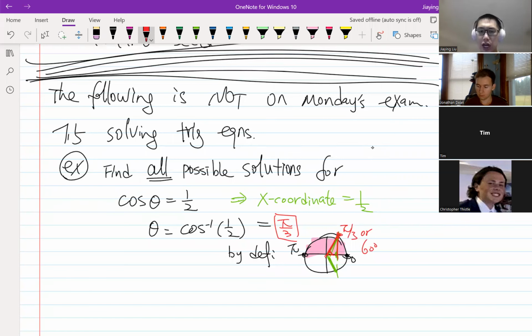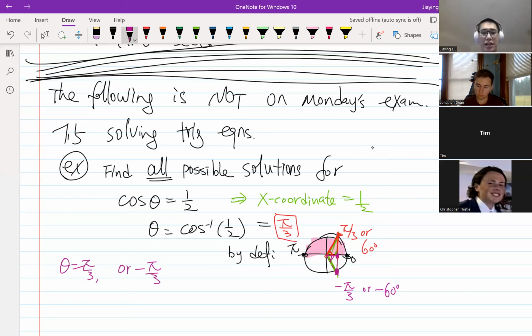But that clearly is not the only angle that has a cosine equal to half, and we already see it. There's also a second angle in the fourth quadrant, this one, corresponding to the same cosine value because it has the same x coordinate. This angle in the fourth quadrant is a reflection, so it's negative 60 degrees, or negative pi over 3. That's also a valid angle. So theta equals pi over 3 or negative pi over 3. Both work.